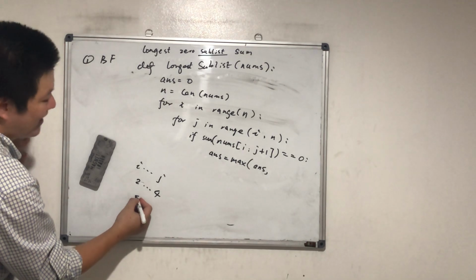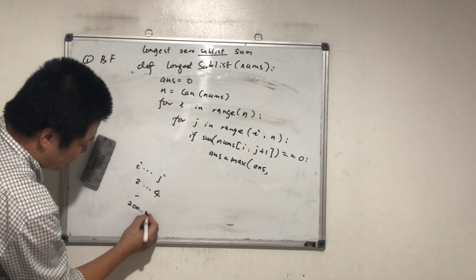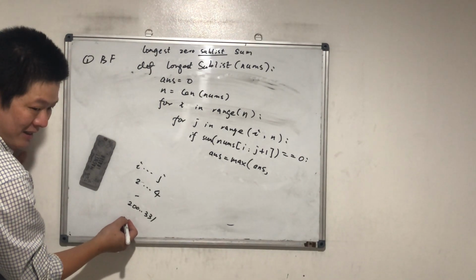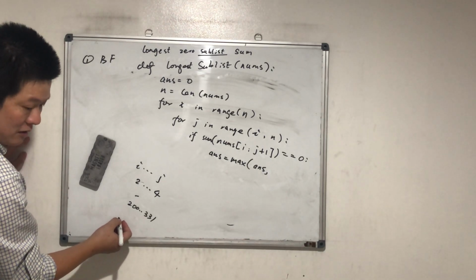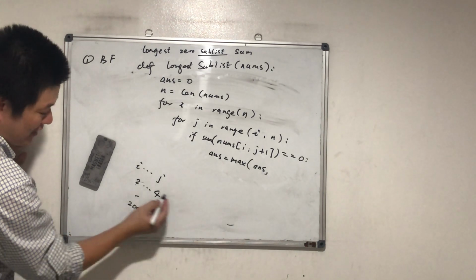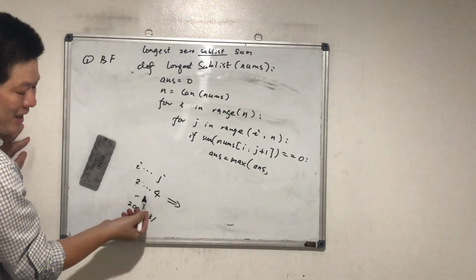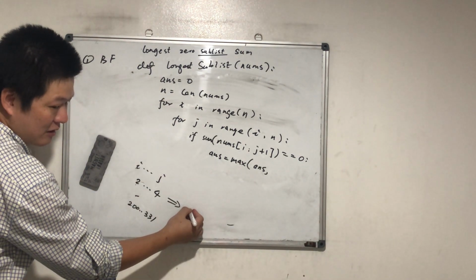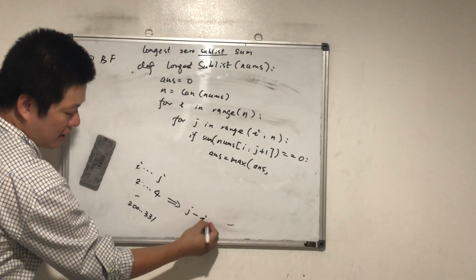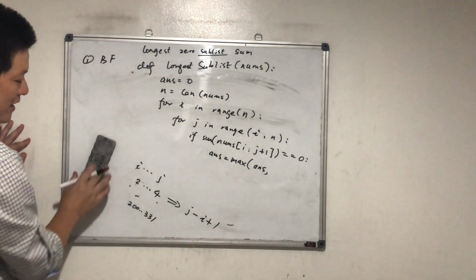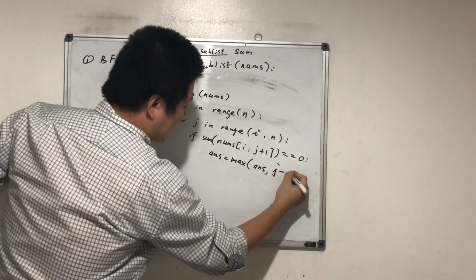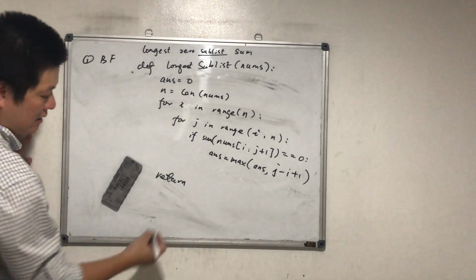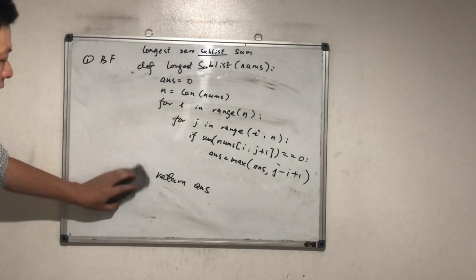How do you get a 3? Just count. How many integers between I and J if both are inclusive? J minus I plus 1. Yeah, 4 minus 2 plus 1. So here, J minus I plus 1. And then return the answer. What's the time complexity?